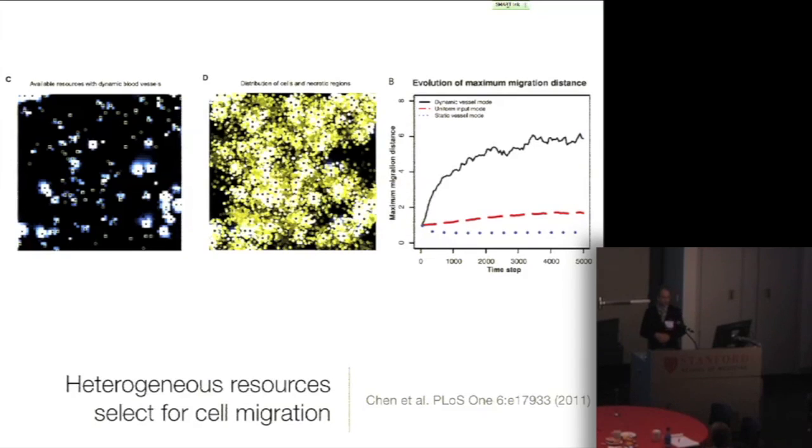And so if we allow migration rate to evolve in a simulation, and we can tune up and down the amount of patchiness, both temporal and spatial heterogeneity of resources, what you can see on the right is the evolution of the migration in one of the runs of the model, that the migration rate goes way up when you have temporal and spatial heterogeneity of resources.